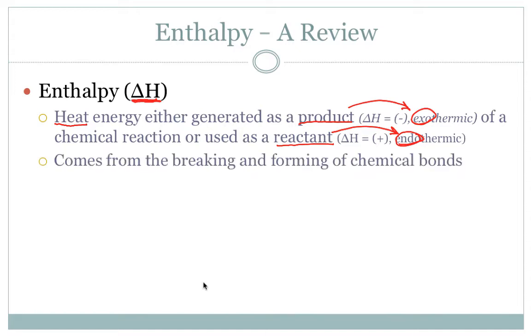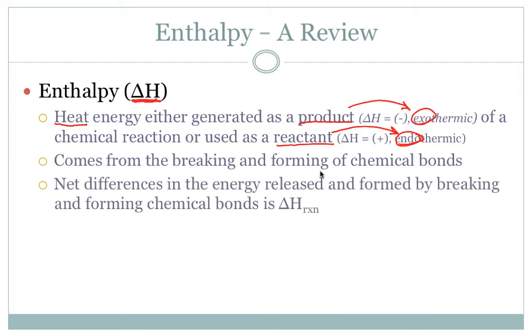The heat energy that is used or generated in these chemical reactions comes from the breaking and forming of chemical bonds. Ultimately, the net difference in the energy released and formed by breaking and forming these chemical bonds is what results in our delta H of reaction. And this has a lot to do with the idea of conservation of energy. If we have excess energy left over from one part of the reaction that doesn't get used in the other, that excess energy has to go somewhere. And in this case, it comes out of the reaction in the form of heat energy.